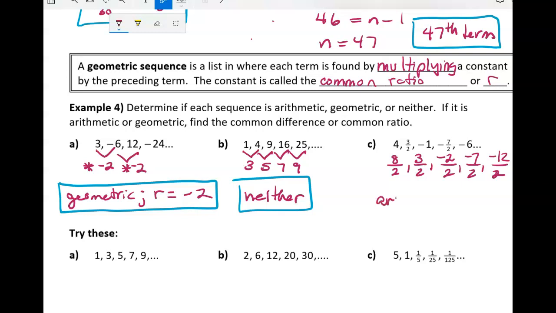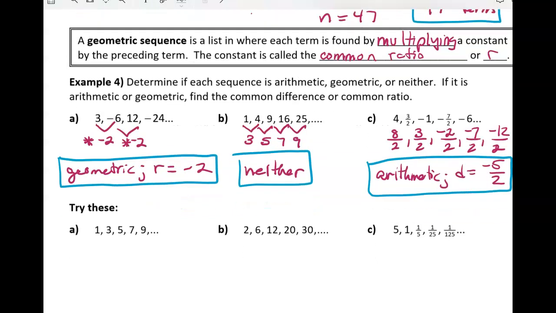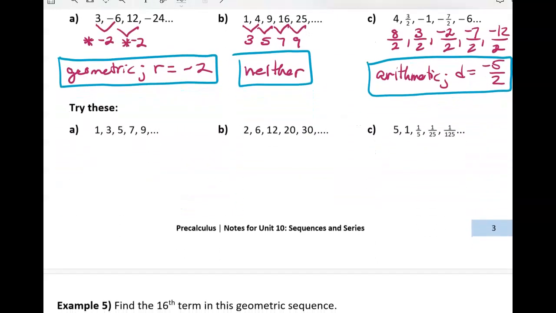That makes it an arithmetic sequence with a common difference of -5 halves. Since our terms are decreasing, that means we're adding a negative number each time. All right, try A below on your own.